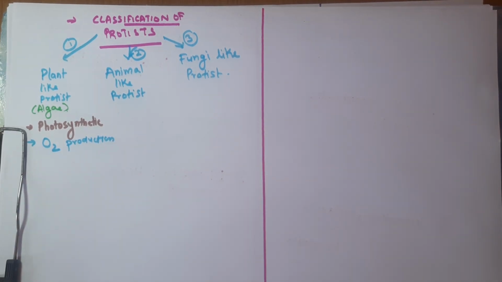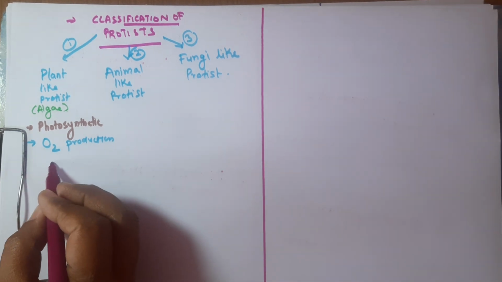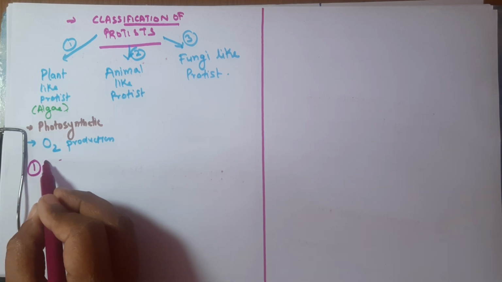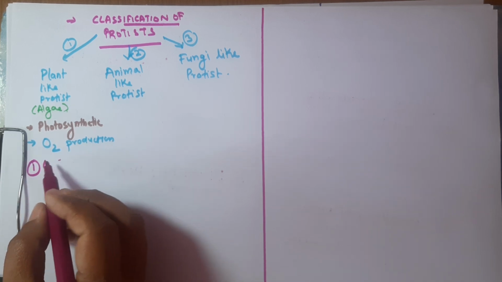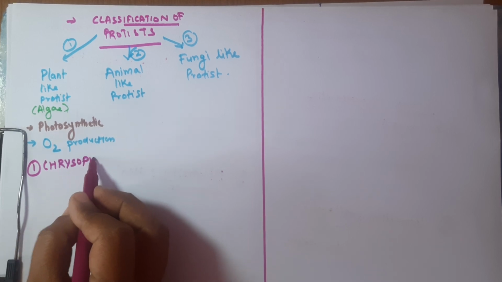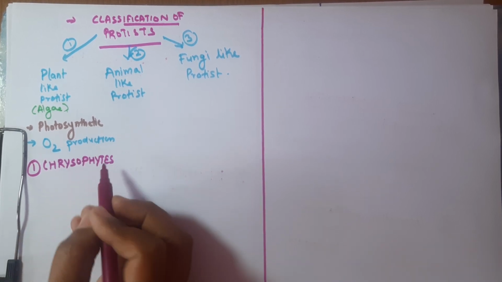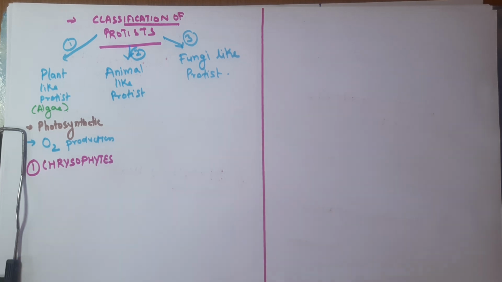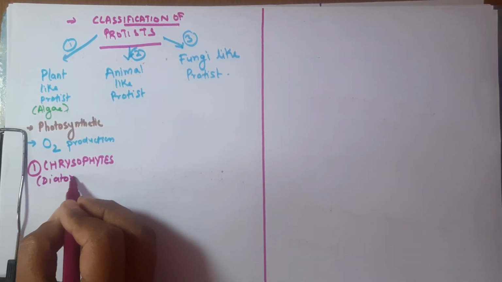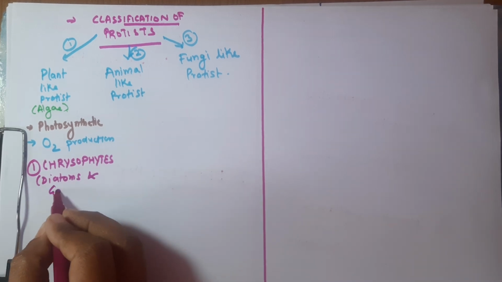Why for the aquatic food chains? Because they prefer mostly the watery area. I told you, right? Wherever there is the presence of water. So now these plant-like protists are further divided into three types. The first one is the chrysophytes. The chrysophytes include the diatoms and the golden algae.